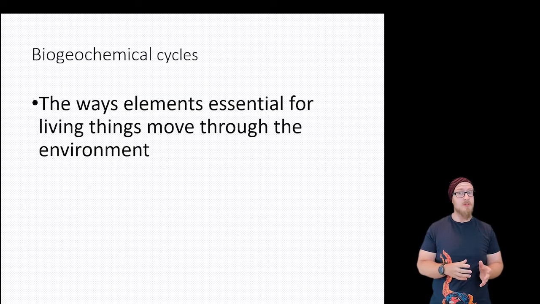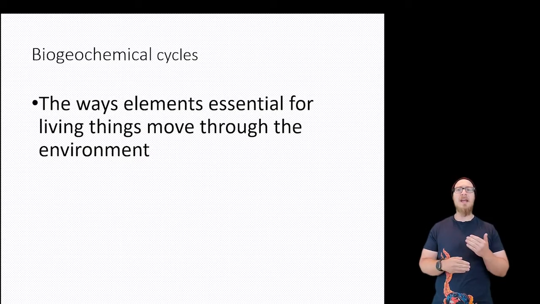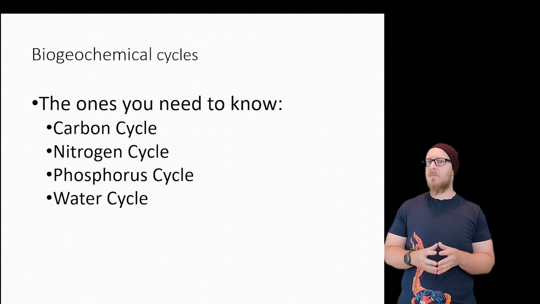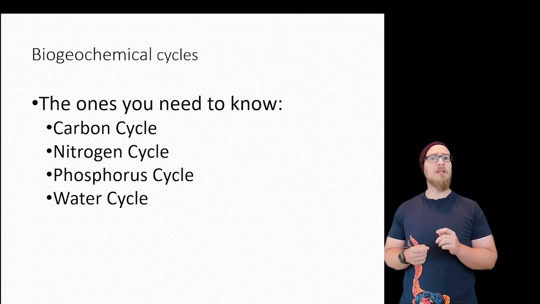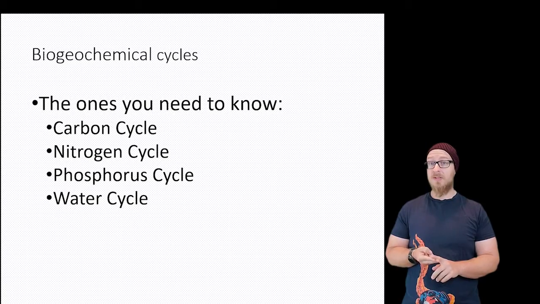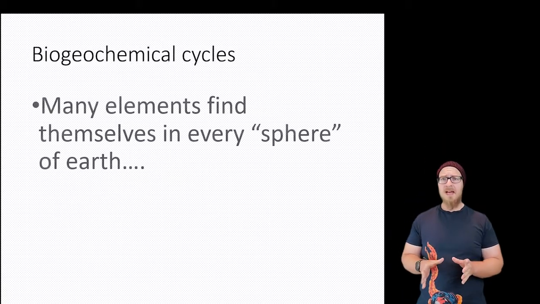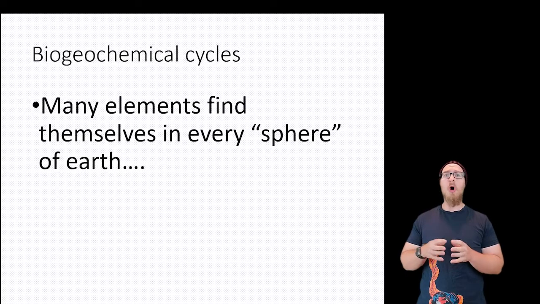Biogeochemical cycles are the ways that elements travel between the different spheres of the Earth so they can be recycled and reused. The cycles that you are expected to know are the carbon cycle, the nitrogen cycle, the phosphorus cycle, and the water cycle. Many elements will cycle through all the different spheres of Earth.